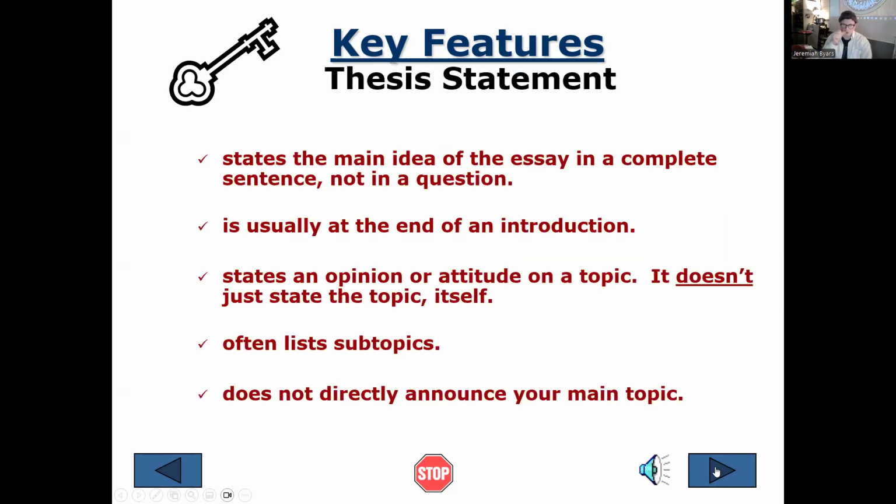Okay, so you want to make sure that you state the main idea of the essay in a complete sentence. It's not a question. It's not a question. It's at the end of the introduction. You should have some sort of perspective. Okay, it's not just the topics, what you want to say about it. And you have subtopics, which is essentially what each body paragraph is going to be about.